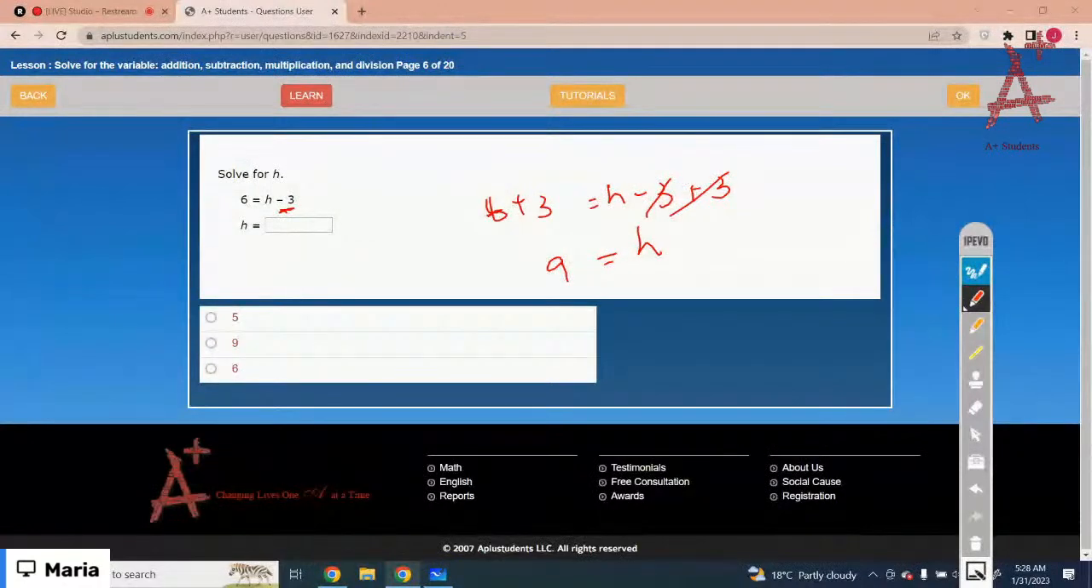No, that is not 3. It is 9. 6 plus 3 equals 9. The correct option is 9. So just select the correct option, then click on the OK button.